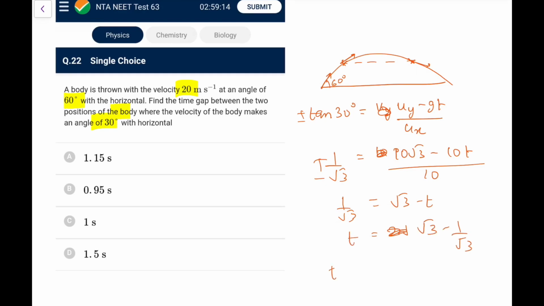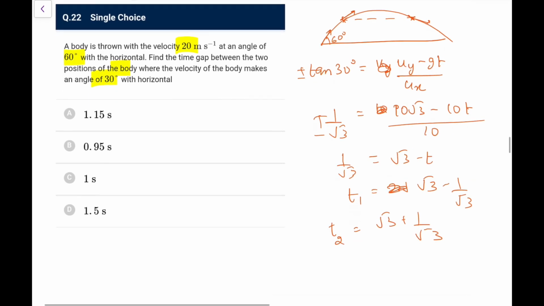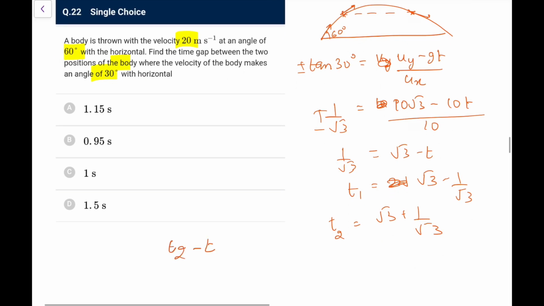And the second time, this is t1, the t2 would be when it is minus 1 by root 3, so that would be root 3 plus 1 by root 3. So the gap, t2 minus t1, would be 2 by root 3. So 2 upon 1.732. Now you can make it out, it would be 1.15. I think the closest one will be like this, not 1.5. So it is 1.15 seconds.